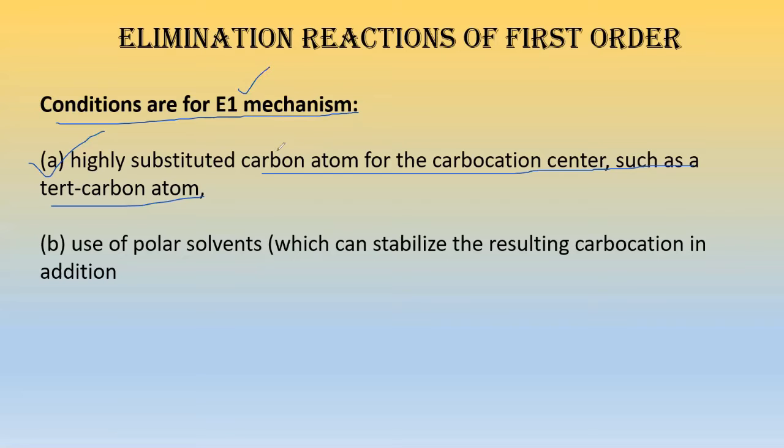So highly substituted carbon atoms will always favor E1 reactions, not SN1. Similarly, polar solvents, which can stabilize the carbocation just like in the SN1 reaction, will be favorable for this particular reaction.